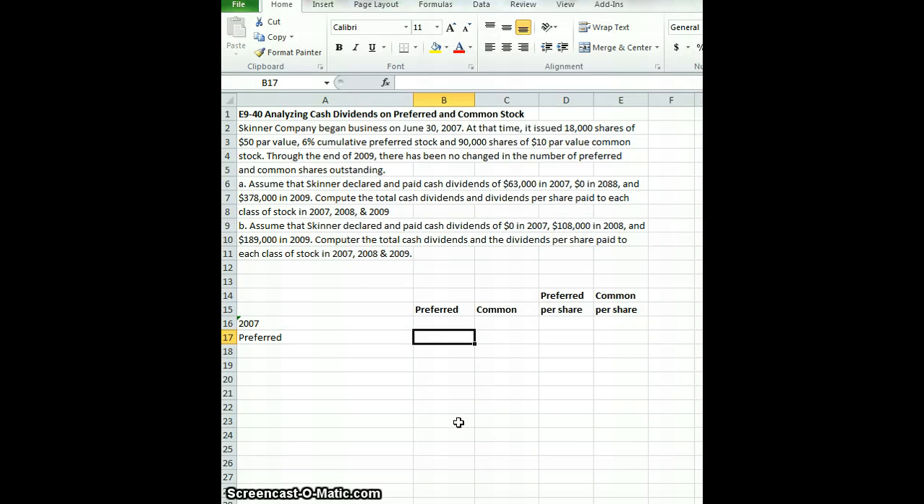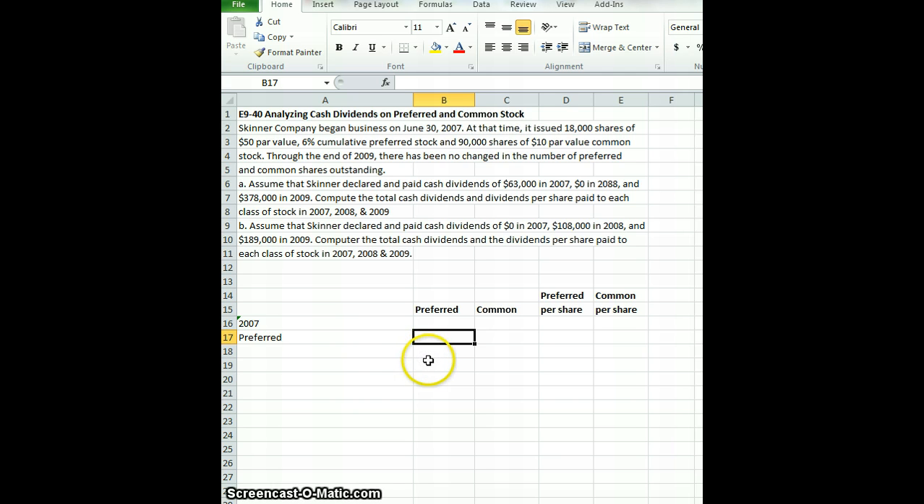Okay, we're going to talk about analyzing cash dividends on preferred and common stock. As you see in the problem above, Skinner Company began business on June 30, 2007. At that time it issued 18,000 shares of $50 par value, 6% cumulative preferred stock, and 90,000 shares of $10 par value common stock. And there were no changes on that. So in A and B, we're going to determine what amount of cash dividends we should pay to each class of stock in 2007, 2008, and 2009.